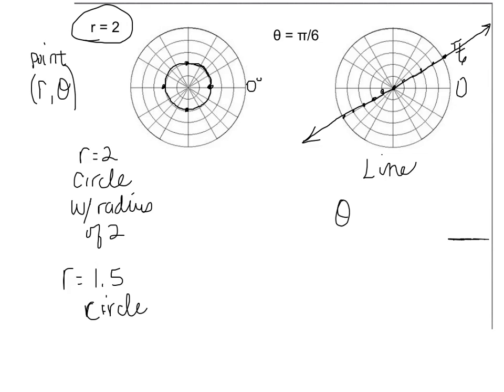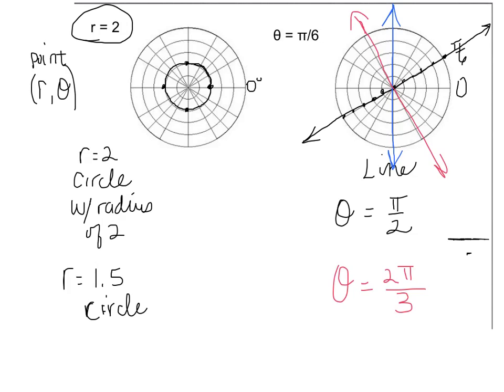So if, for instance, I had theta is equal to pi over 2, then that would be all of these points. Pi over 2 would be this line. If I had theta equals 2 pi over 3, then I go to find 2 pi over 3, which is this one right here, and draw a line. So it would have the r of 0, r of -1, -2, -3, the r of 1, 2, 3, 4, and so these are just lines.